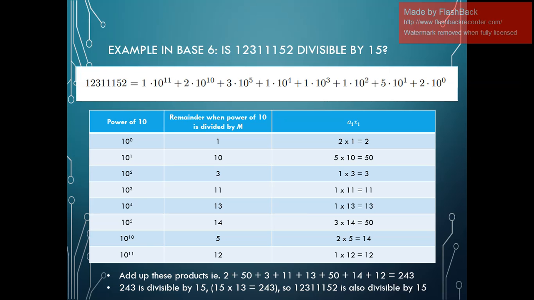This method holds for all bases, so whether you're training to be a Jedi on Dagobah or running around the sand dunes of Tatooine, you can always work out whether a number is divisible by another number.